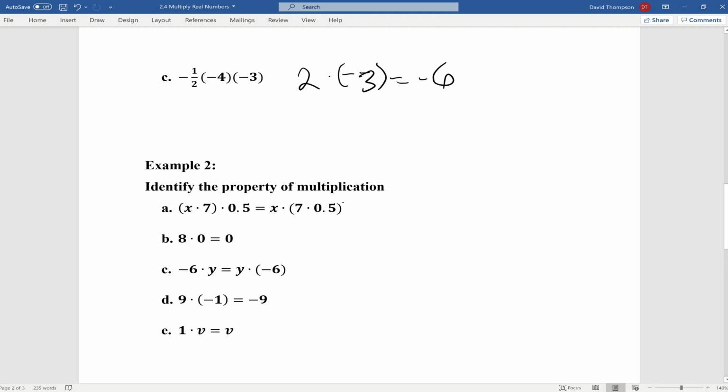Example 2. Identify the property of multiplication. In A, we have (x times 7) times 0.5 equals x times (7 times 0.5). Whenever we see parentheses moving, we know that's going to be the associative property. B, we have 8 times 0. Anytime we see anything multiplied to equal 0, that's going to be the property of 0.